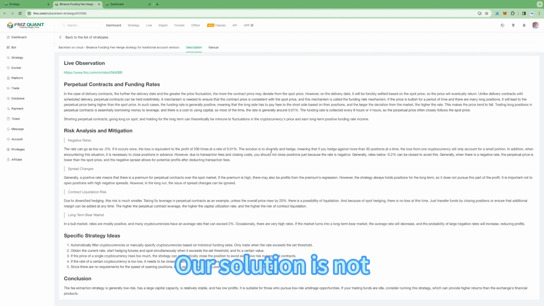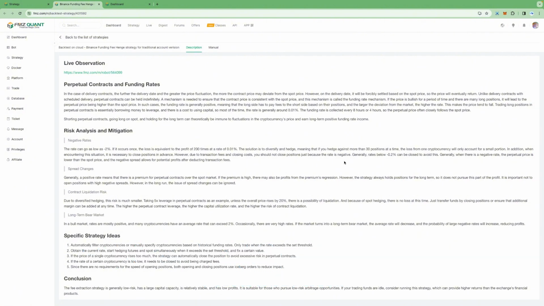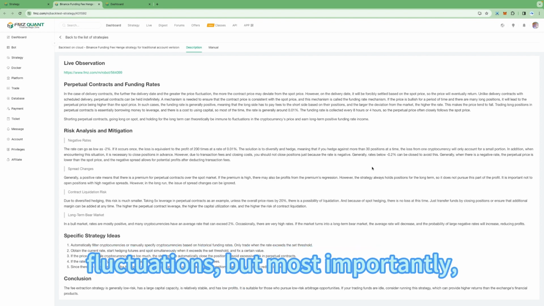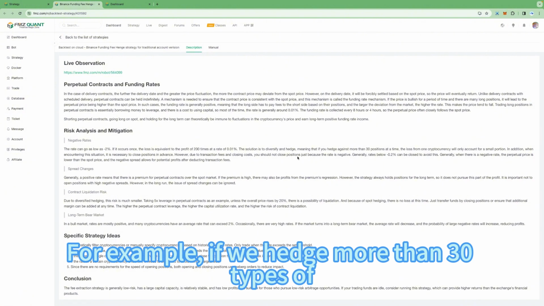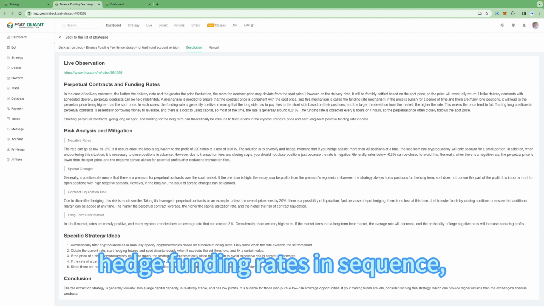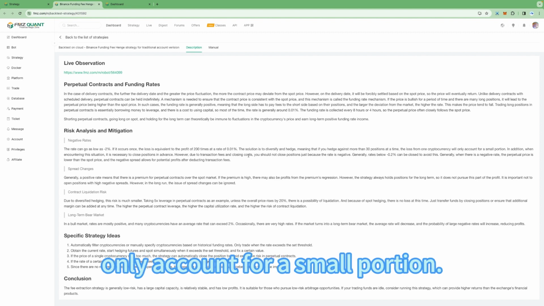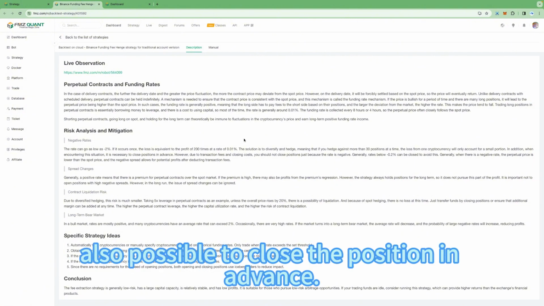Our solution is not only to avoid arbitrage of perpetual contract rates in new currencies or currencies with significant fluctuations, but most importantly, to do diversification hedging. For example, if we hedge more than 30 types of currencies in sequence, the losses for each currency will only account for a small portion. In addition, if such a situation occurs, it is also possible to close the position in advance.